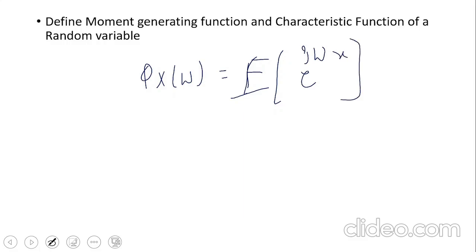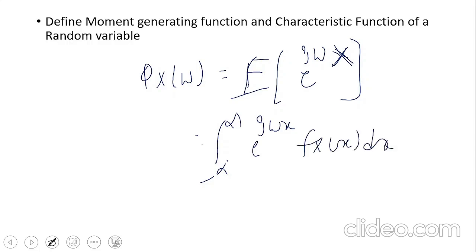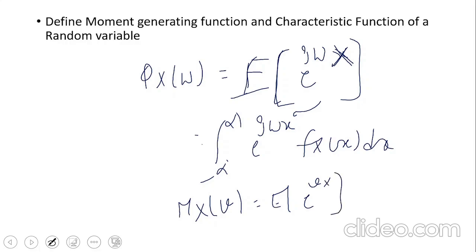Now the moment generating function and characteristic function. The characteristic function is represented with phi x of omega, which is equal to the expected value of e power j omega x. If I want to write the formula, it is integral minus infinity to infinity e power j omega x into fx of x dx. Whatever is inside the expectation, you write as it is and multiply with fx of x dx. The moment generating function is mx of v, that is the expected value of e power vx. If you remember the characteristic function formula, you can write this one automatically. Expected value of e power j omega x is the formula for the characteristic function.